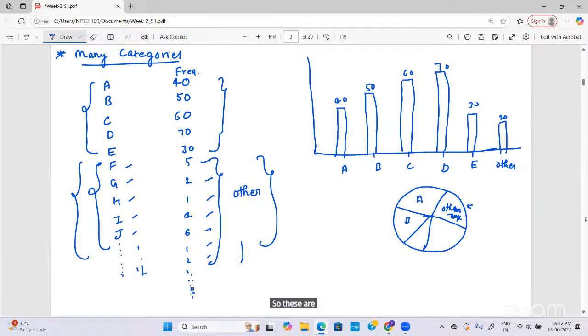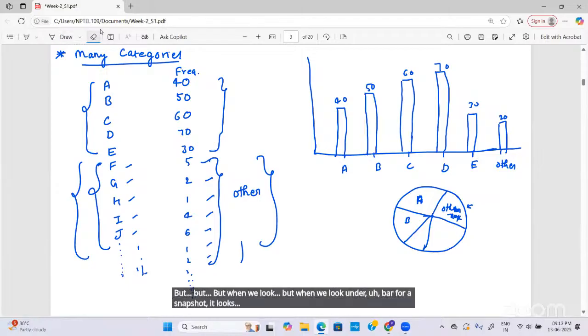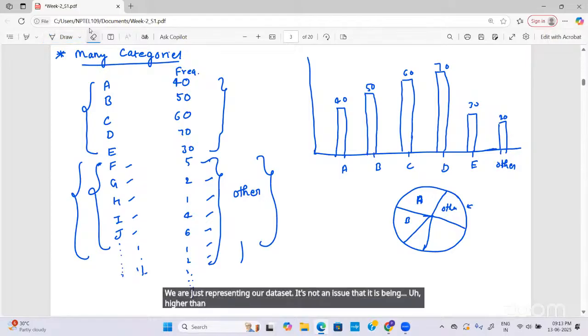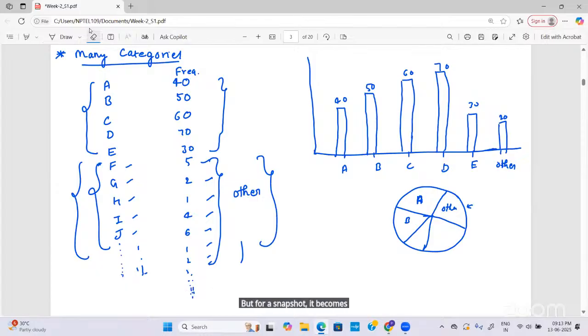These are minor, but still these will be your major ones. When we look at the bar for a snapshot, it is taller than the majority, right? Taller than the main bars. The others comes out taller, but that's okay. It's not an issue. We are just representing our data set. It's not an issue that it is higher than other ones.